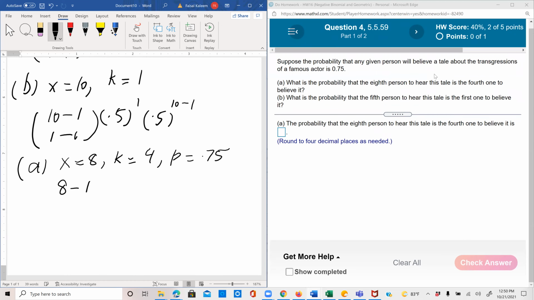So the 8th person is the 4th one to believe. So it'd be 8 minus 1 combination 4 minus 1, and then p power k, so 0.75 power k, and then 1 minus p is 0.25 power x minus k, so 8 minus 4. So 7 combination 3 basically, times 0.75 power 4, times 0.25 power 4, 0.0433.